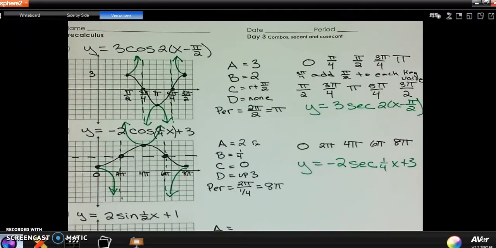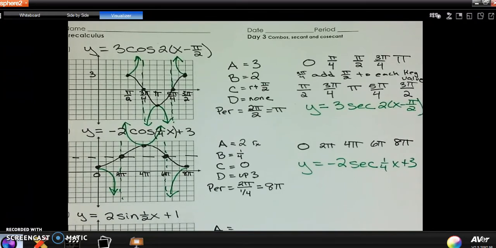Those are two examples of how you take a combination of transformations on a cosine curve, and then you can also drop in your secant.